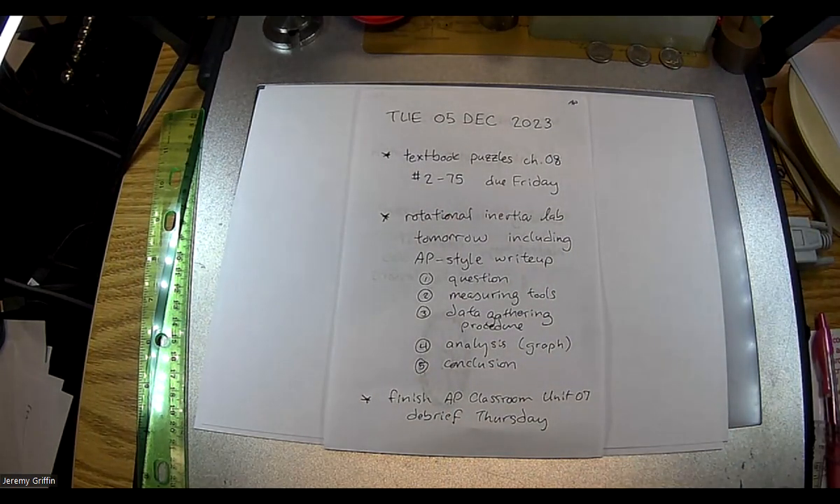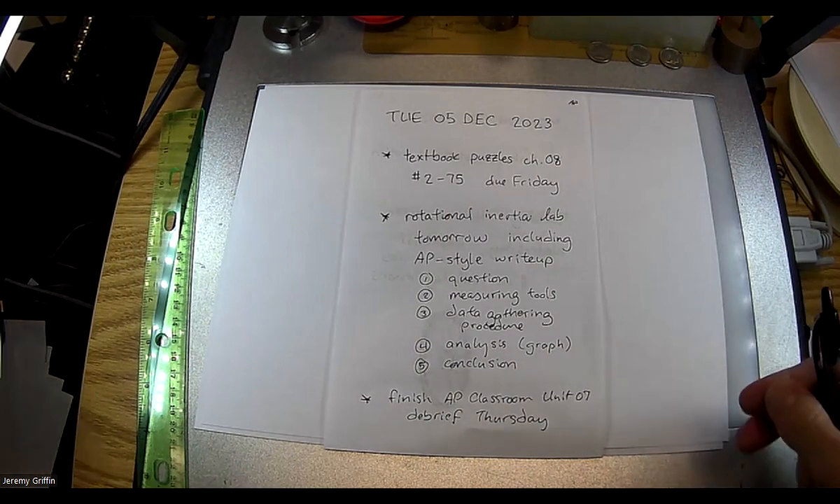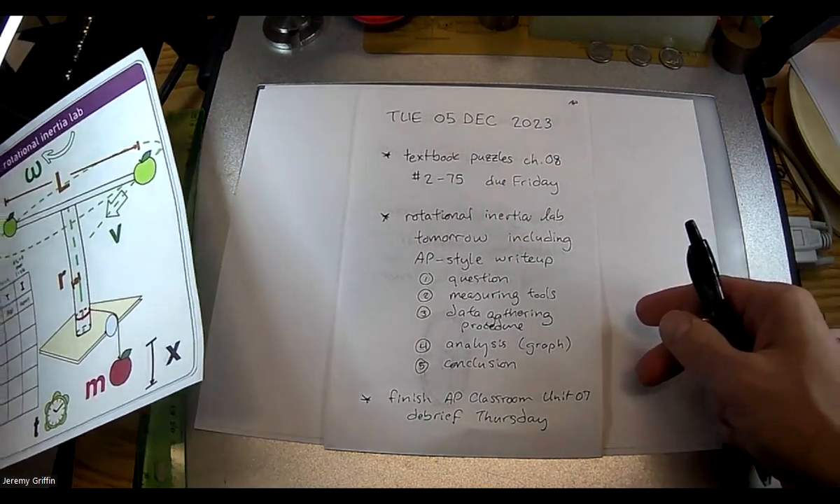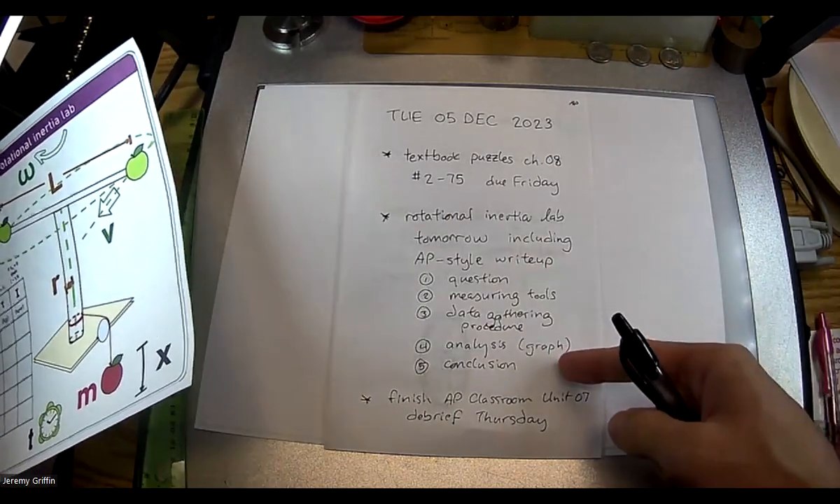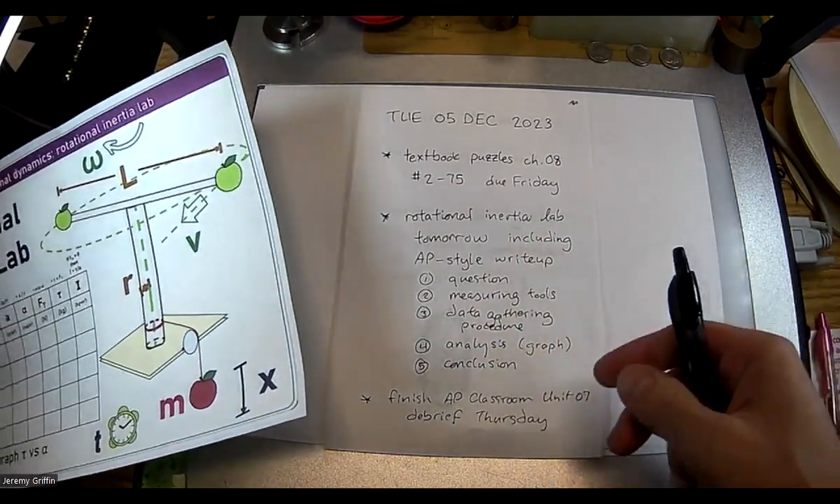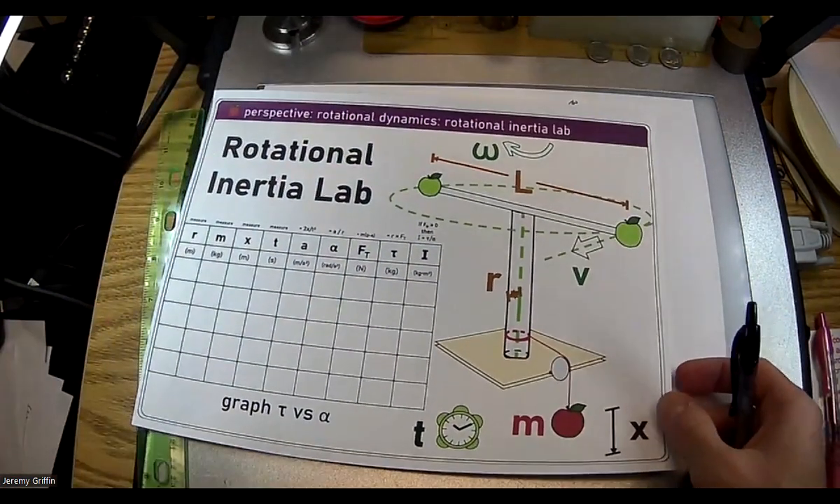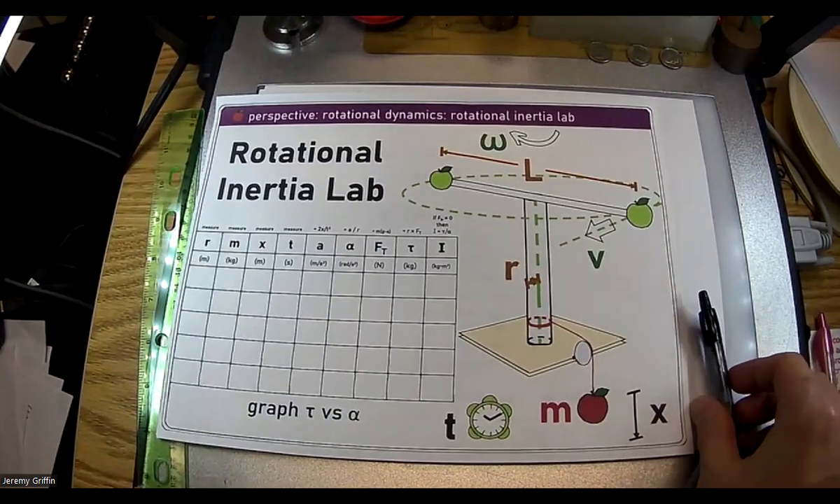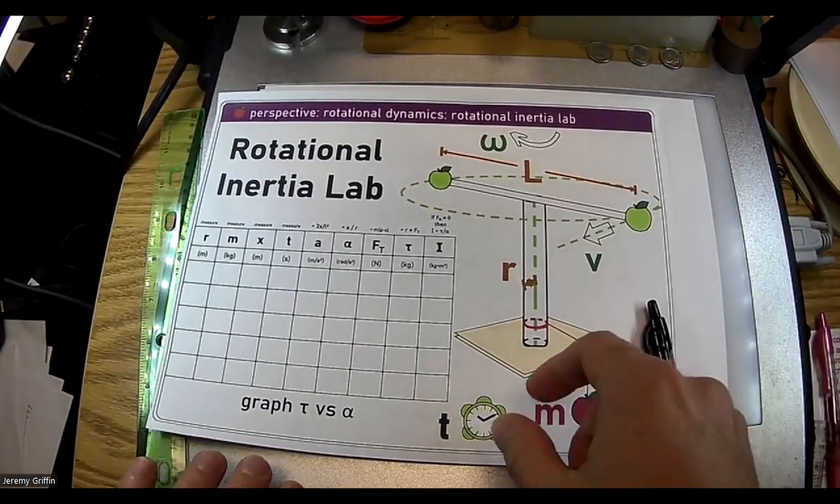Let me preview this a little bit so you have a day to sit on this and think about it. I'm going to have you do an AP style write up too, with 5 parts, and I'll have you score yourselves. So rotational inertia: what's the resistance to change in motion in a rotational sense?